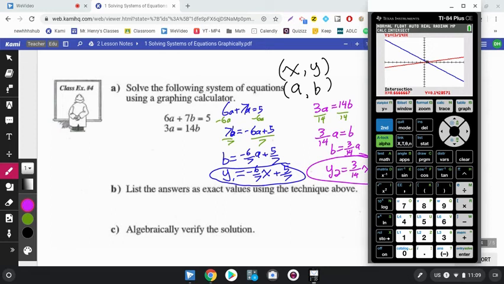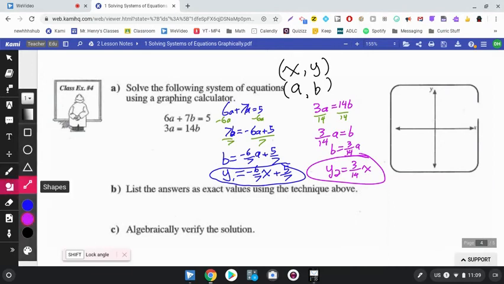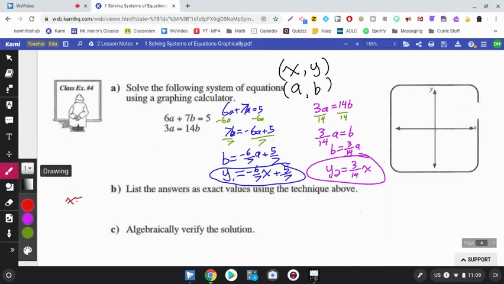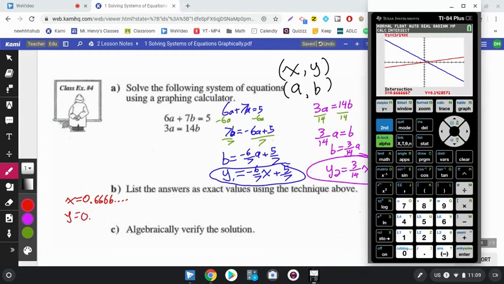Okay. Well, it says to list exact values, which means I can't just write the decimals. I'm going to have to write them as a fraction. So my answer, just for the record, I'm going to write it over here. X was 0.66666. Y was 0.14285. So if I just asked for a decimal, you could absolutely plug that in as your answer, right? Maybe it's a numerical response, maybe it's multiple choice. If I'm asking for exact values, I don't want decimals, I want an exact fraction.